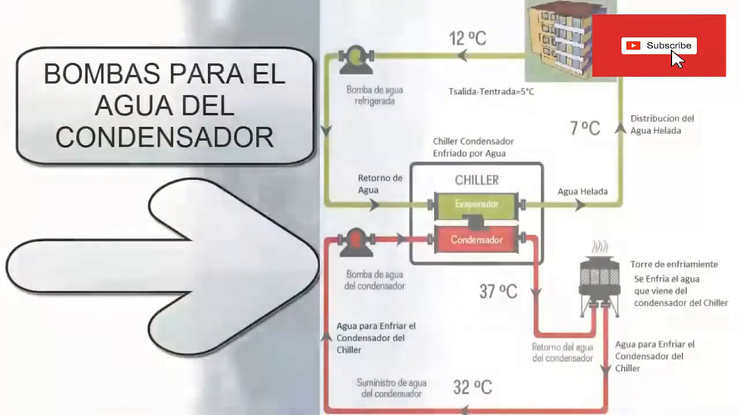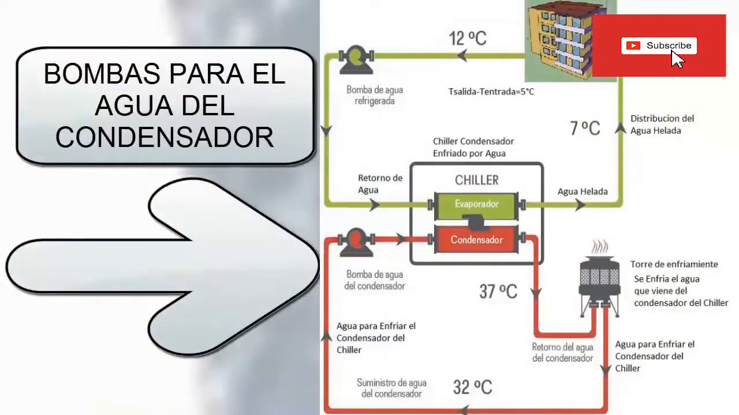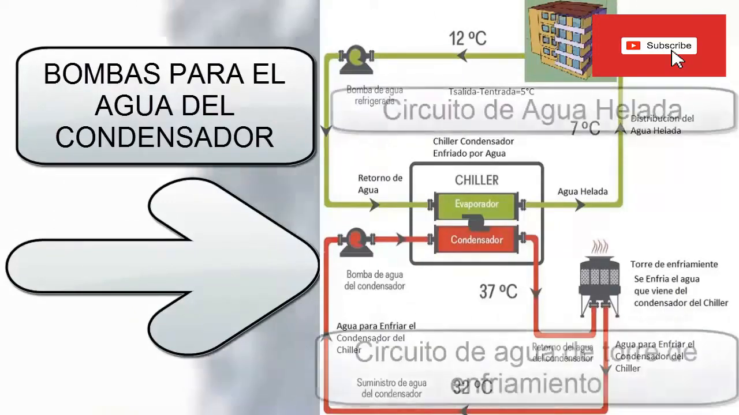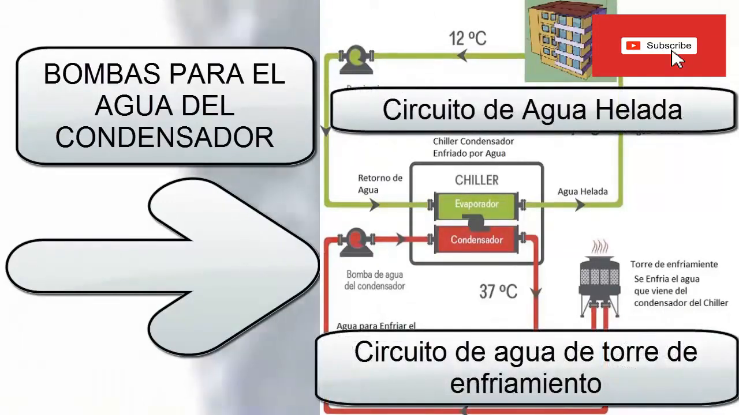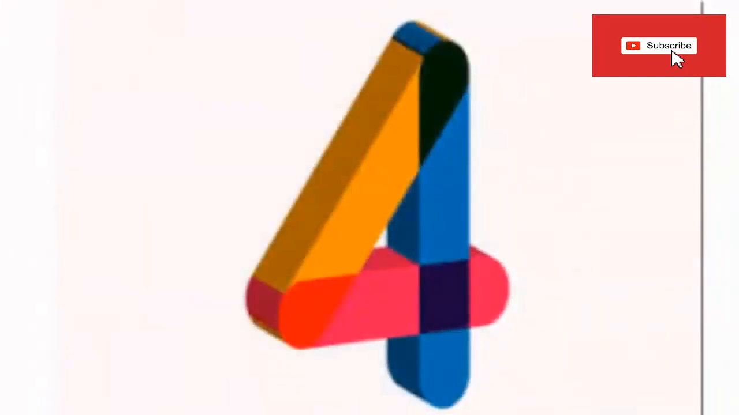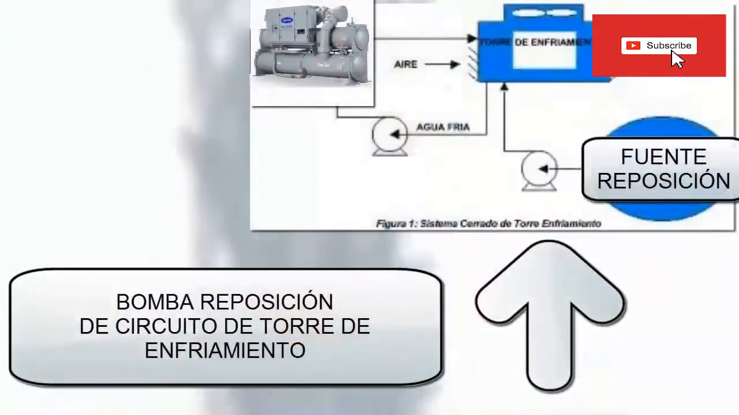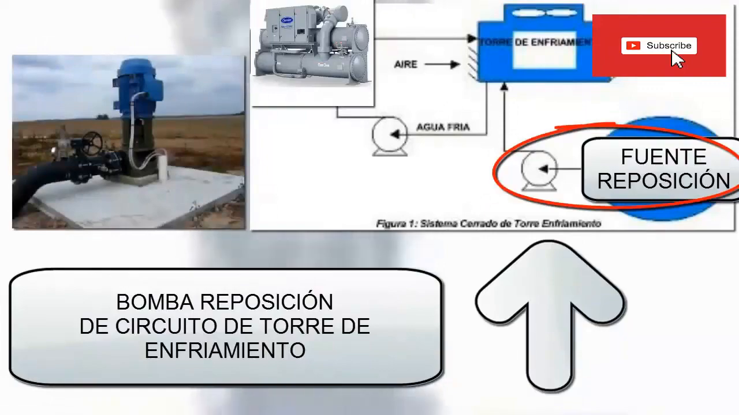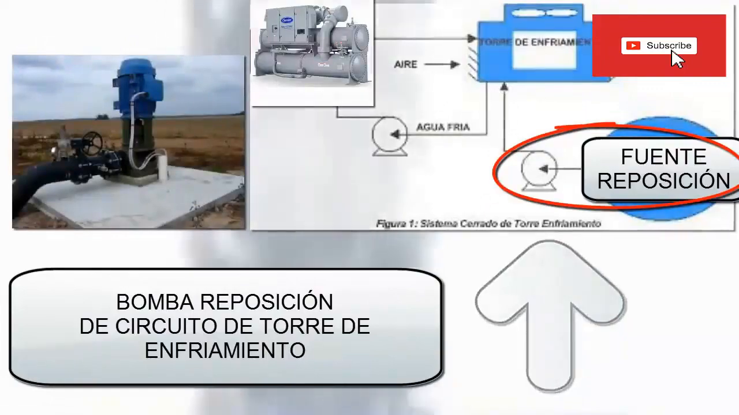Three: Centrifugal pumps are used to send a stream of fresh water at room temperature from a cooling tower to the chiller condenser for cooling. This circuit is independent of the chilled water circuit. These pumps are known in some chilled water plants as condenser pumps. Four: As a percentage of the water that cools the condenser evaporates in the cooling tower, it is necessary to replace it with water from outside. For this, in many installations it is necessary to use well pumps.